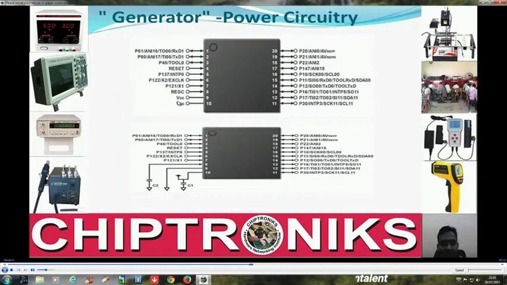You see, these are power pins. They are all connected to power. So the first important thing we must understand is that any electronic device, any electronic IC, requires three things to function: supply, reset, and clock. Supply, you understand, is power. This is basically a generator, we call it power circuitry.